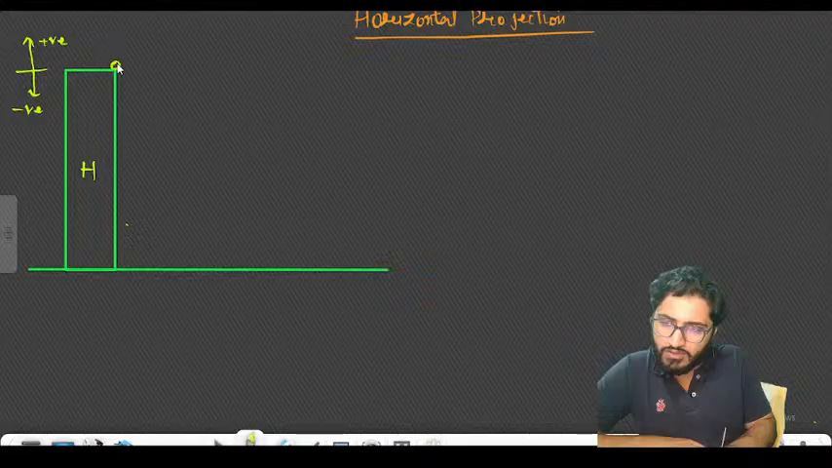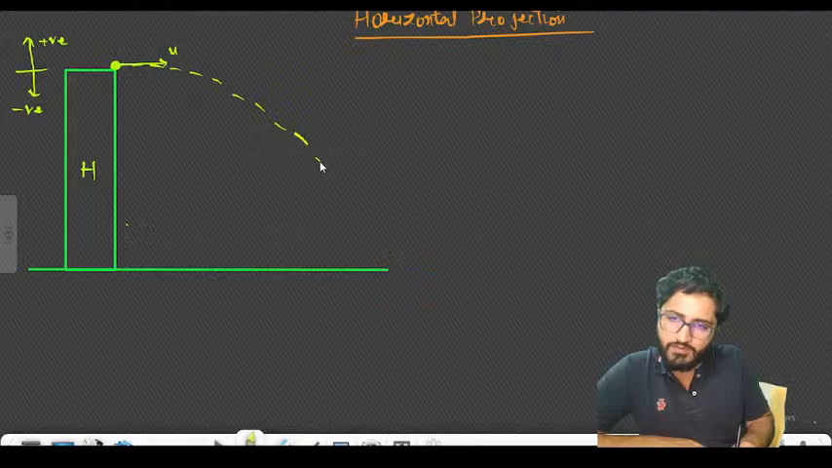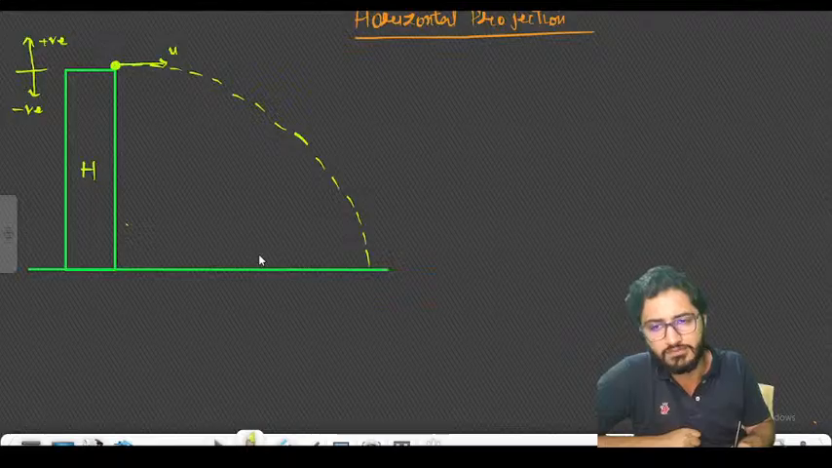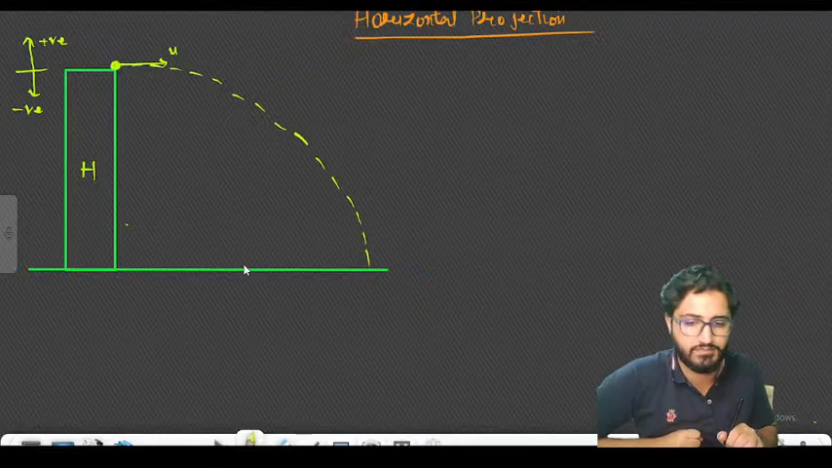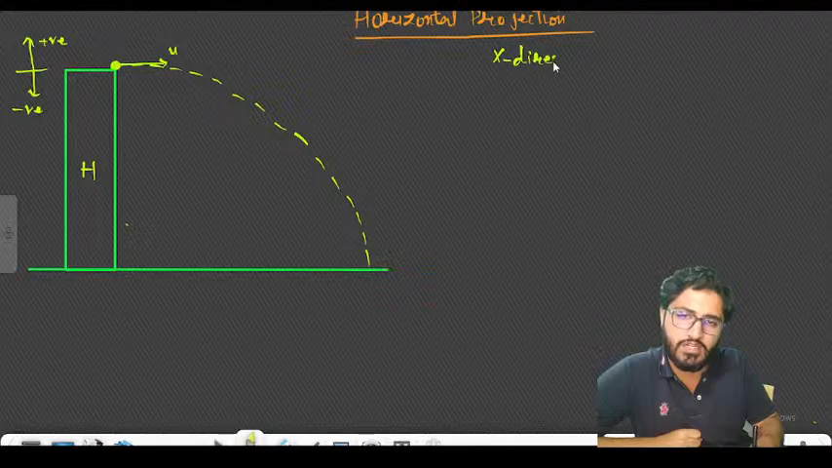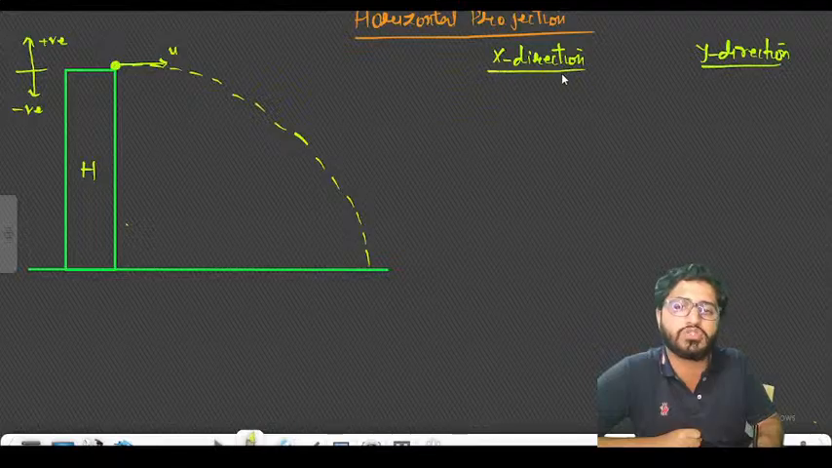Now we are throwing this ball with velocity u. So you will find its trajectory will be in this way. This will be its trajectory. So same, we have to divide these two things into x direction and y direction. Why? Because 2D is nothing but summation of 1D and 1D. So we are breaking down the whole thing into these two directions.